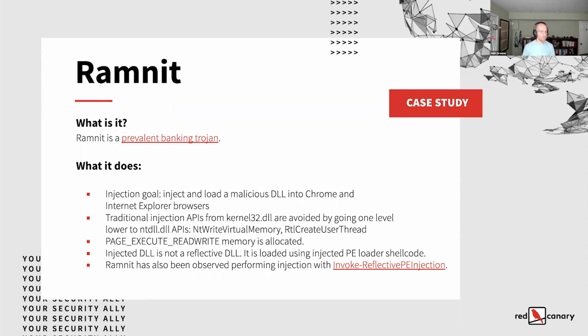Now, the injected DLL is not actually built to be a reflective or self-loading DLL. It's just a traditional DLL that is written to the browser process memory. So there still needs to be another loader stub that is injected into it. So there's two components, the DLL and the PE loader stub, which is position independent, which is spawned by creating a thread in that target process. Now, they have also in the past used Invoke-ReflectivePEInjection to achieve a similar goal.